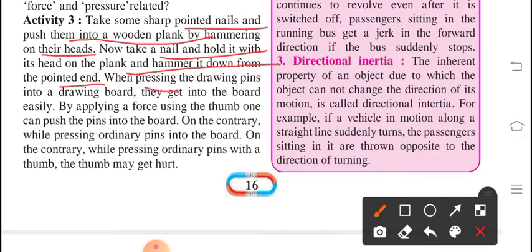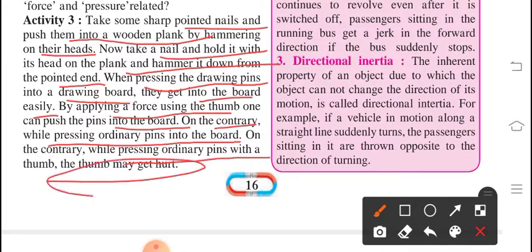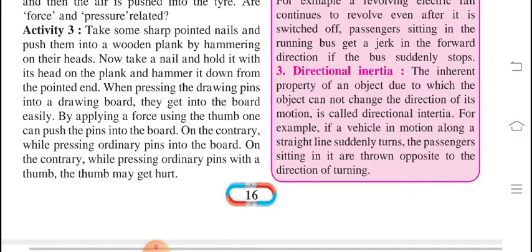When pressing drawing pins into a drawing board, they get into the board easily. By applying force using a thumb, one can push pins into the board. On the contrary, while pressing ordinary pins with the thumb, one may get hurt. It's a very basic example.